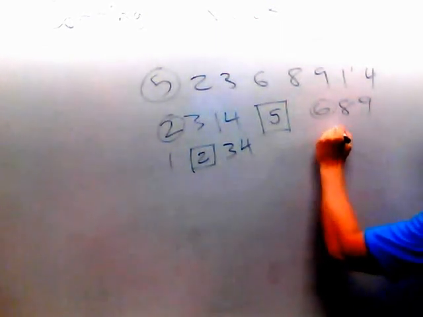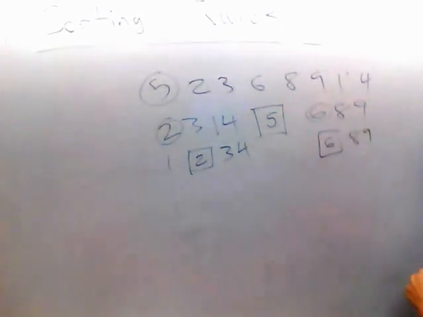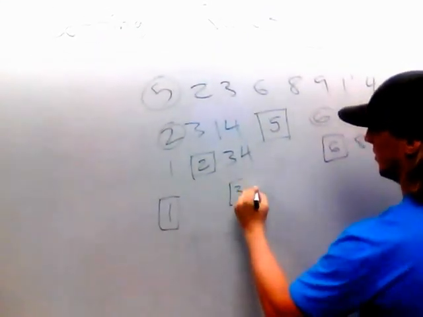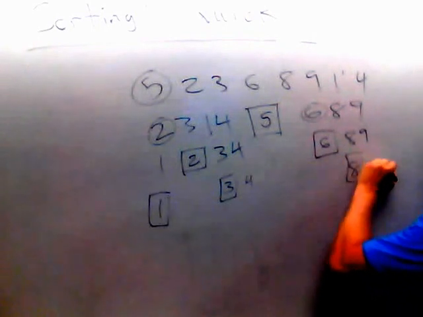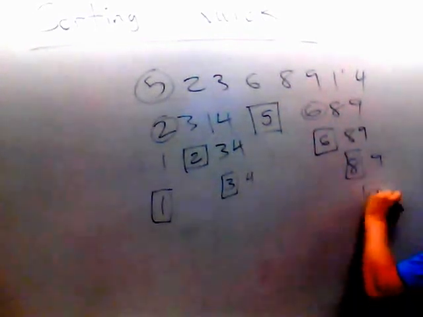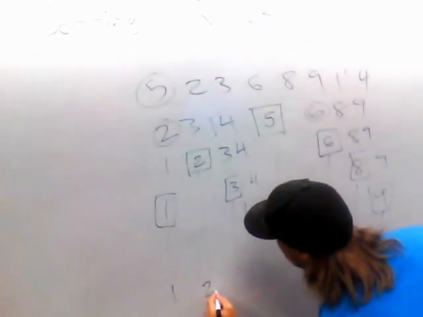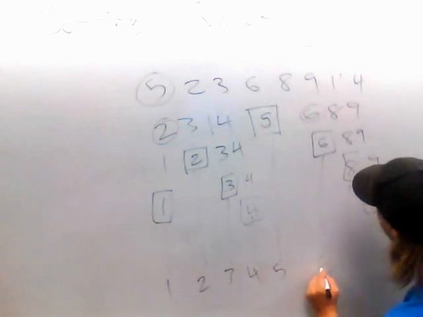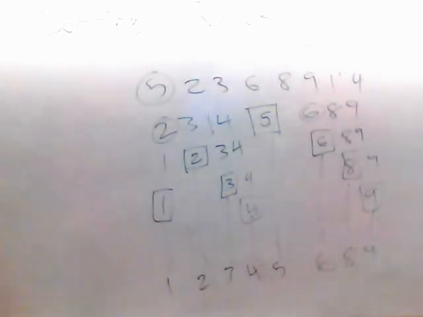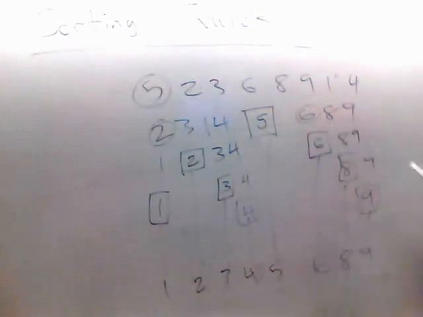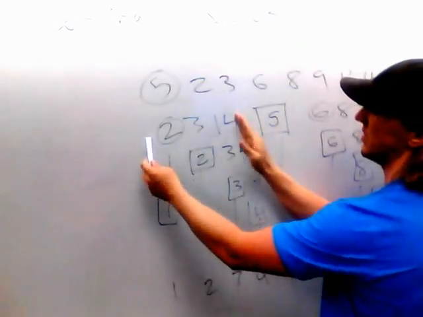Okay? So 6, 8, 9. So 1 is now sorted. If we take all of these down, let's say we have 1, 2, 3, 4, 5, 6, 8, and 9. It's actually ended up being sorted. So remember, choose the pivot, and then sort everything less than it to the left, everything greater to the right, and then recursively do that for each section you break it up into.